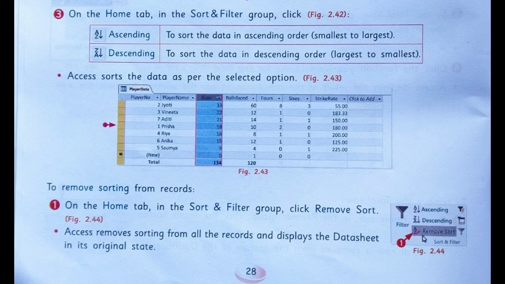To remove sorting from records, on the Home tab, in the Sort and Filter group, click Remove Sort. Access removes sorting from all the records and displays the dataset in its original state.